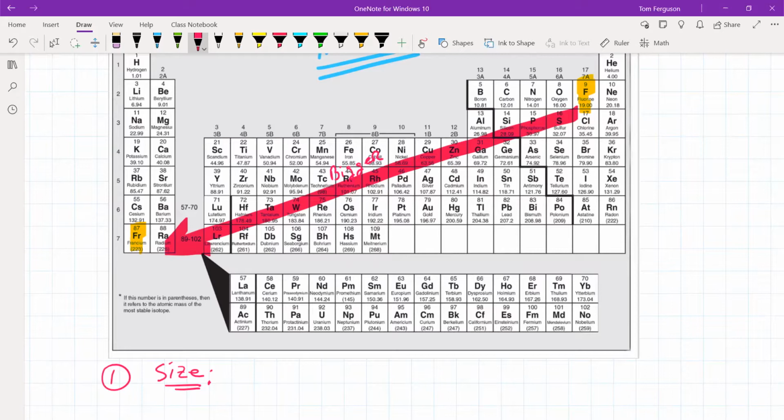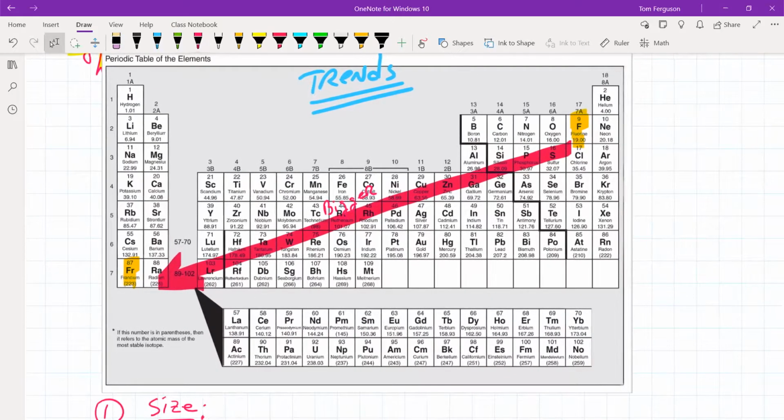Now, there's a couple reasons for that. Mainly, if you think about it, francium has 87 protons and a total of protons and neutrons of 223. So think about a bag of marbles. Fluorine has got 19 protons and neutrons. Francium has 223. Which bag of marbles is bigger? Francium. Yeah, because it's got more stuff in it. That's the easiest way to remember this.